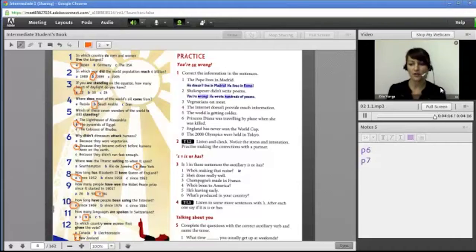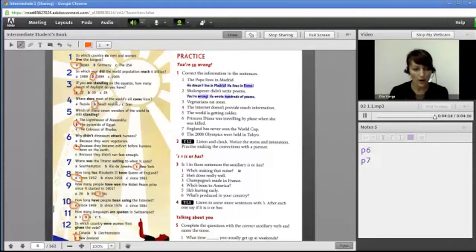Right, now let's double check the answers again together, please. Number 1, in which country do men and women live the longest? It's A, Japan. Number 2, in which year did the world population reach 6 billion? It was B, in 1999. 3, if you're standing on the equator, how many hours of daylight do you have? The answer is 12 hours, so it's A.